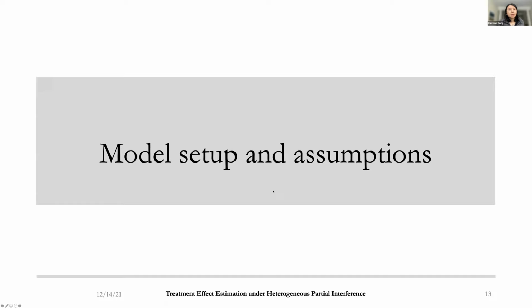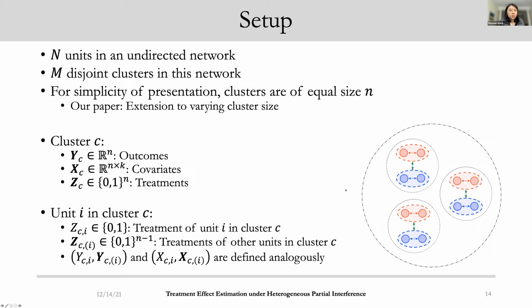Let me set up our model and explain the key assumptions imposed in our paper. Suppose we have an undirected network with n units. These n units can be partitioned into m clusters. So in this plot, each inner circle denotes a cluster. For simplicity, we assume that clusters are of the same size n, but in our paper, we make it more general.